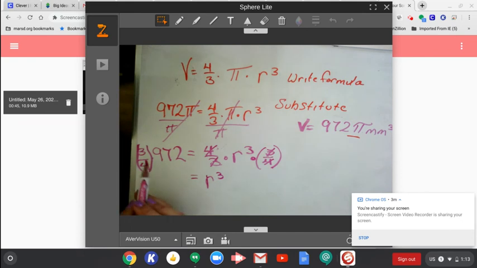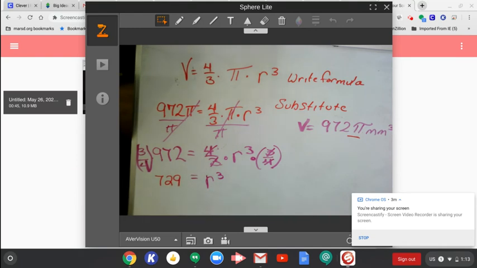And on the other side, I'm going to do 3/4 times 972. Or if you don't have a calculator that you can put fractions in, you can do 972 times 3 divided by 4. Or you could even do 0.75, which is the decimal for 3/4, times 972. And you should get 729.